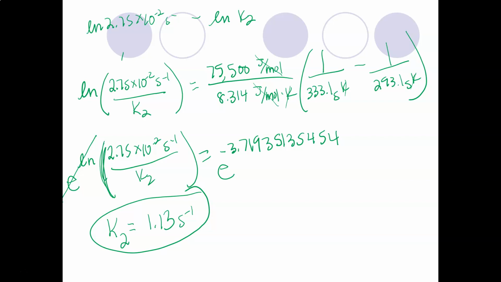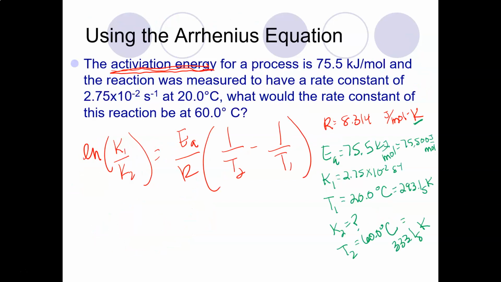But here is a way to double check, to hopefully catch it if you did something really silly with your math. What we said before we got to the math here was that the higher the temperature, the faster the rate, and that the rate constant was the thing that changes. So that means higher temperature, higher rate constant. Lower temperature should have a lower rate constant. So let's go back and see if the math worked out where that trend follows. Our answer was 1.13 for K2. Well, K1 was 2.75 times 10 to the negative 2, so 0.0275. That was the rate constant at 20 degrees Celsius.